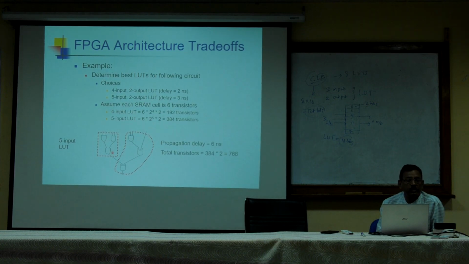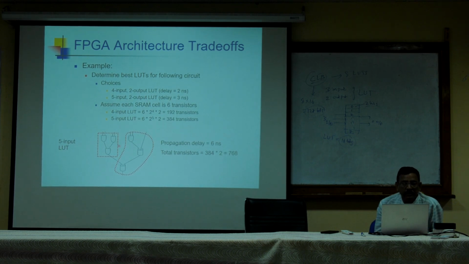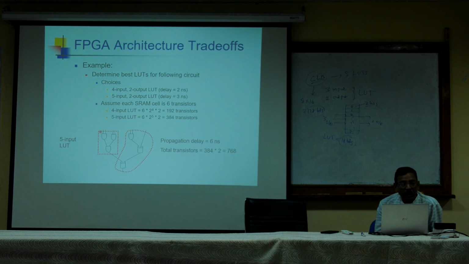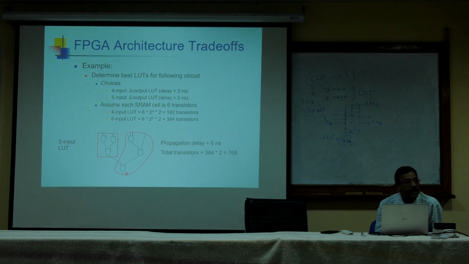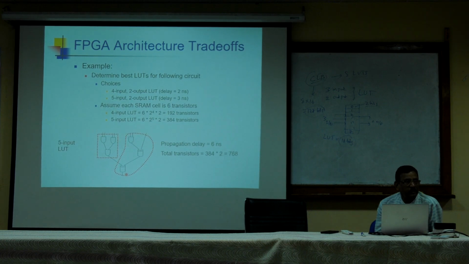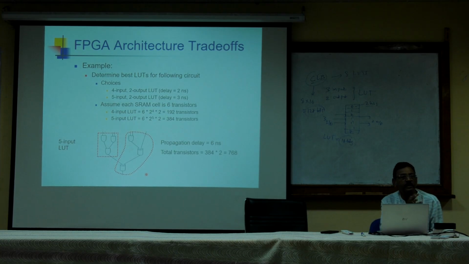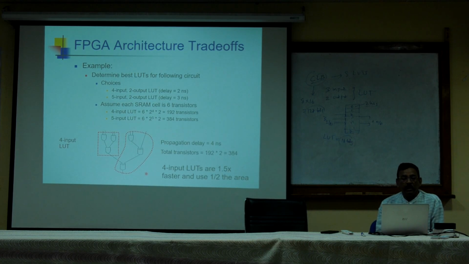How much time does this LUT take? This LUT will take 3 nanoseconds, but we should not say just 3, it is 3 plus 3. Because here this is taking 3, and the output of this is connected to this gate. Otherwise, if both were in parallel, it would be only 3. It is a cascaded connection, so 6 nanoseconds.